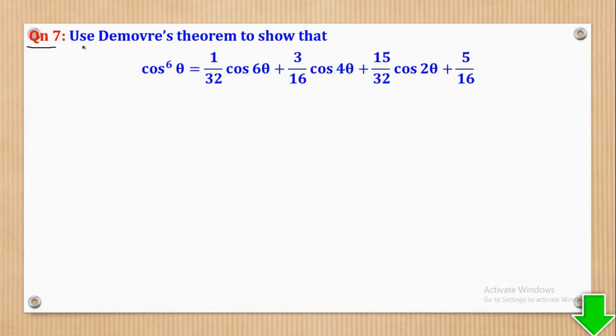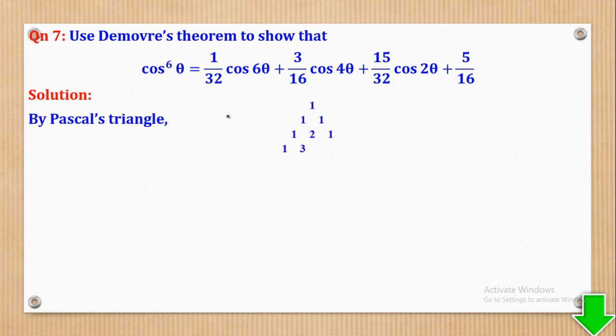Okay, so now we shall go to question 7. It says use De Moivre's theorem to show that this is equal to that. So by Pascal's triangle, because of this 6, we need the Pascal's triangle because there's going to be an expansion of power 6. So these ones you already know them up to power 5. So let's just write them.